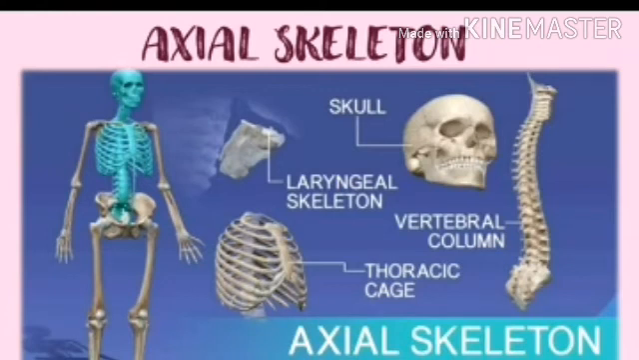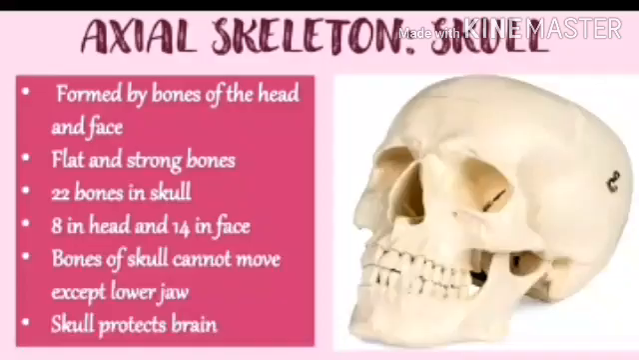Now let's see one by one. The first axial skeleton is the skull. The skull is formed by the bones of the head and face. The bones of the skull are flat and strong. There are altogether 22 bones in the skull. Out of that, 8 are in the head, while the remaining 14 bones are in the face.